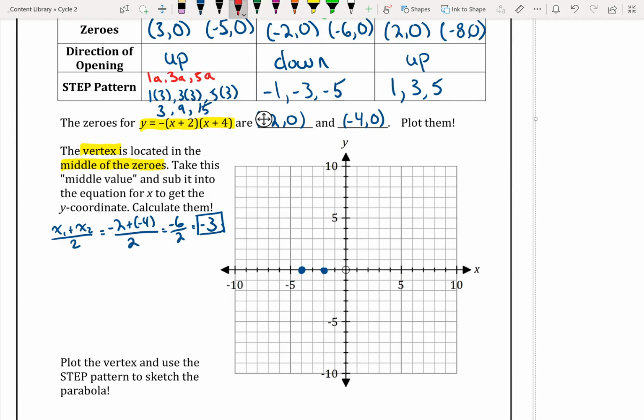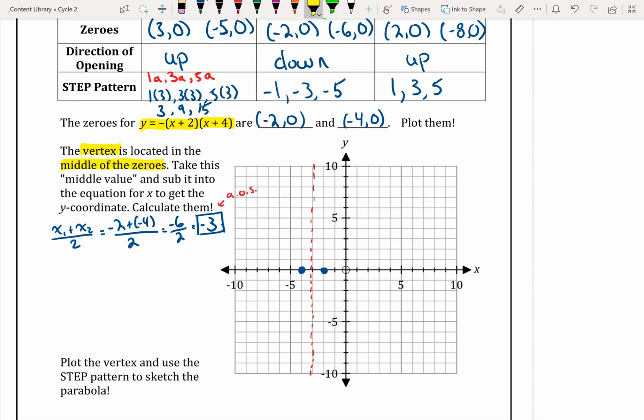So that means this value right here is actually our AOS. So somewhere along this vertical line, our vertex is going to be, because remember from the last note that the x value of the vertex was also the AOS. So we know our vertex is going to be somewhere on this line. We don't know where though.